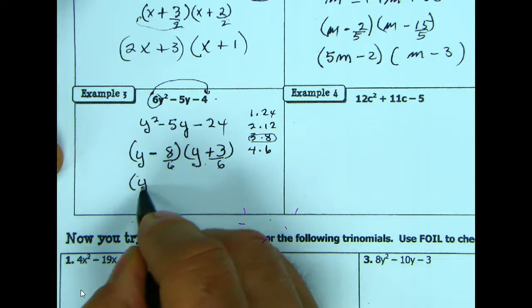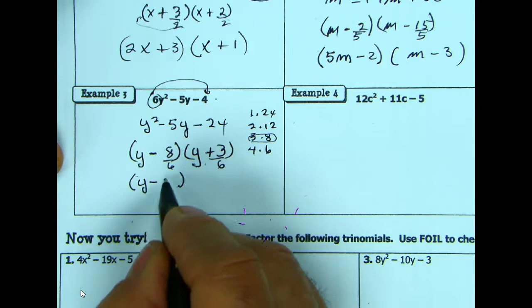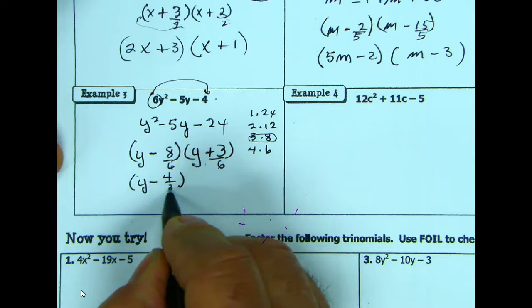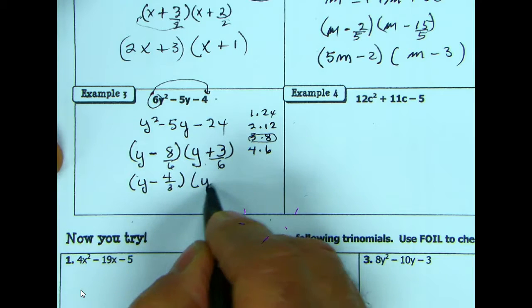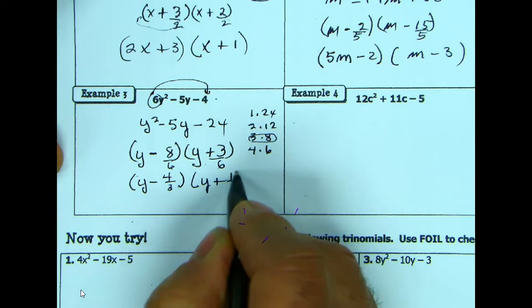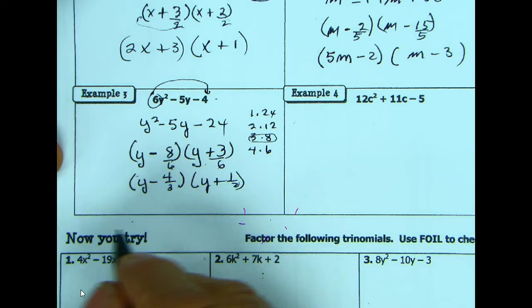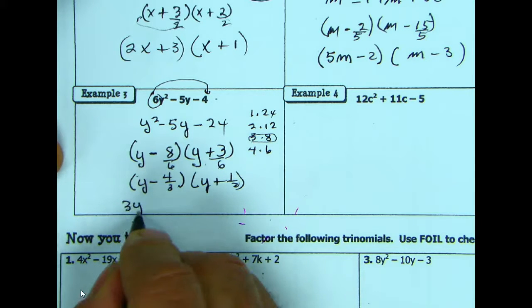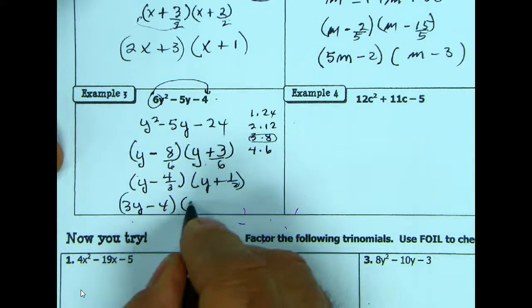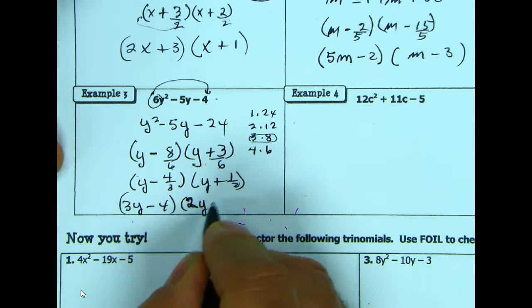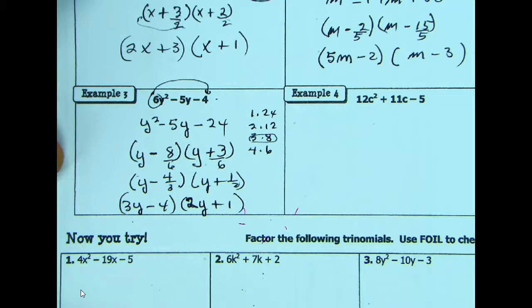So I have y minus, if I divide 2 into each one of these, I have 4 thirds. Here, I've got y plus 1/2. I'll reduce that. Now, let me slide these over to the variable. So we've got 2y minus 1. And here we have 2y plus 1. Everybody see that?